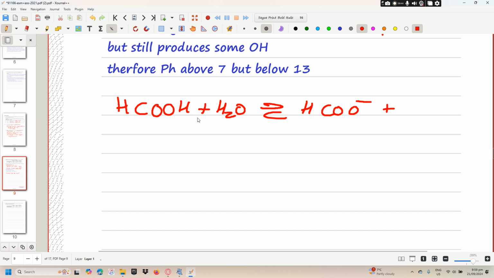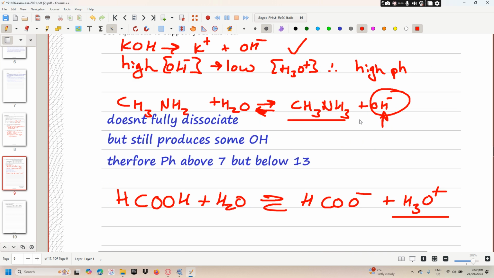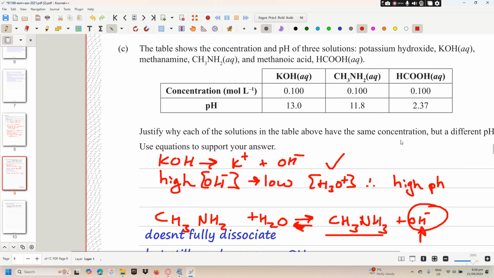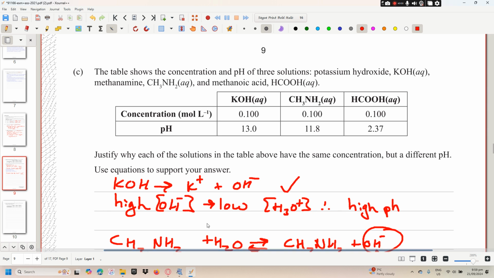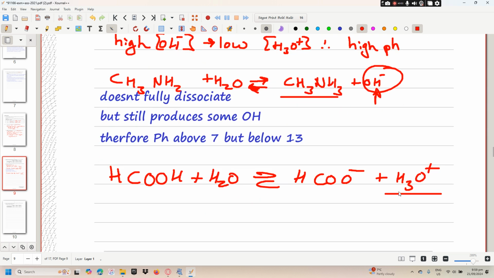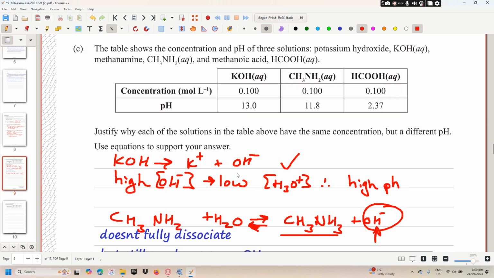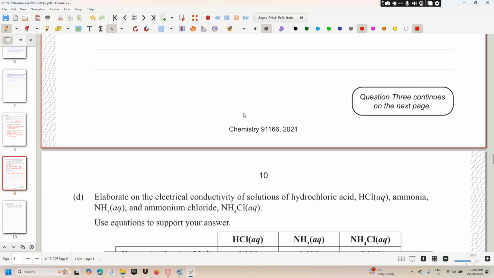And so it produces this and hydronium. Producing hydronium, therefore it's acidic. So concentration of hydronium is relatively high, therefore low pH. It doesn't fully dissociate though, so therefore it's pH less than 7, but not really strong, like 1.